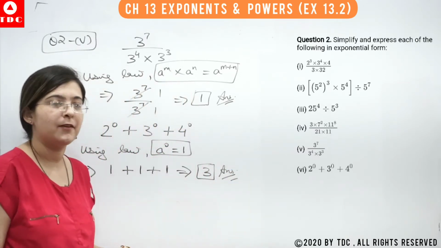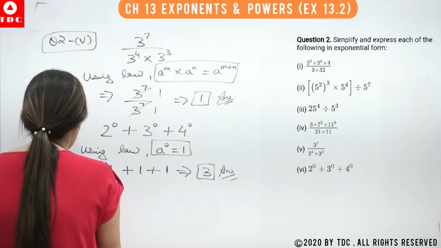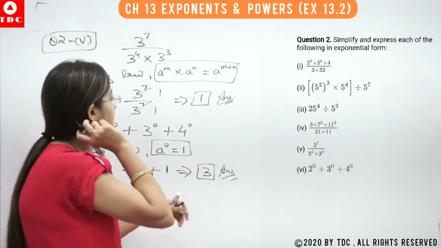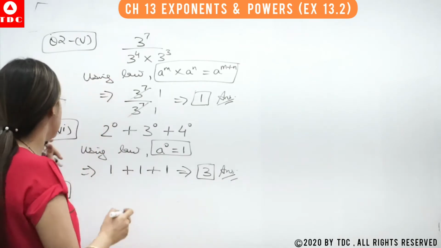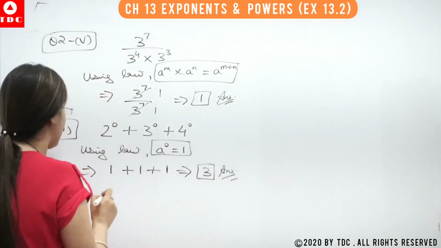Okay, now see the sixth part. What is the sixth part given as? No, this was your fifth, this was your sixth. Let's do the seventh part.